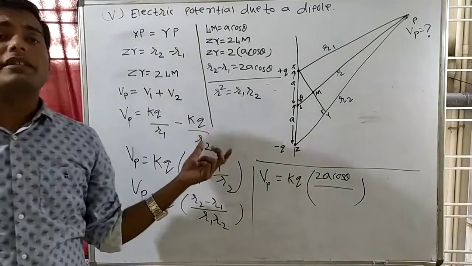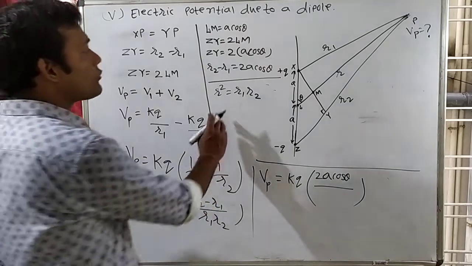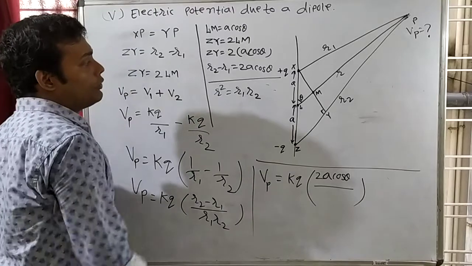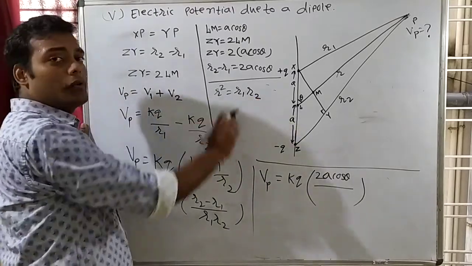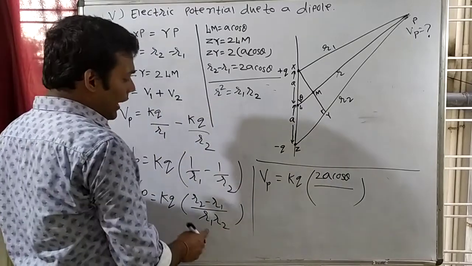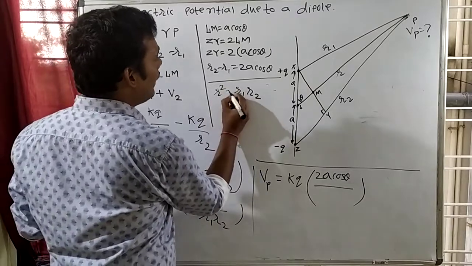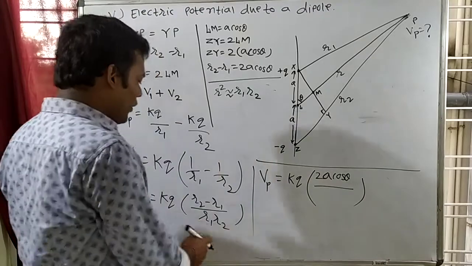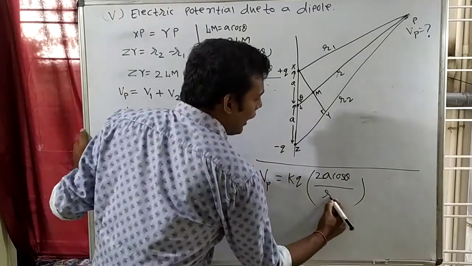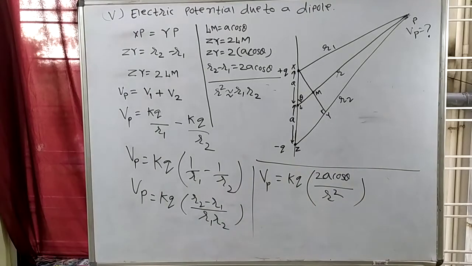So this is the approximation that I have taken. R square is equal to R1 into R2. Smaller into bigger is equal to the square of the middle. So in place of R1 into R2, I will put R square. Up to this, clear?